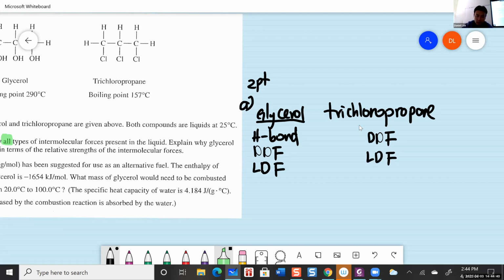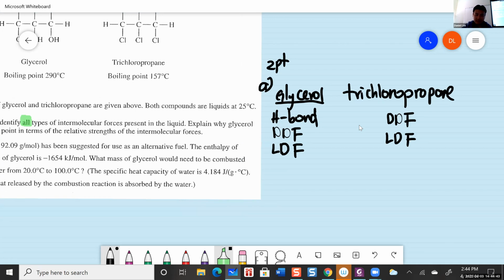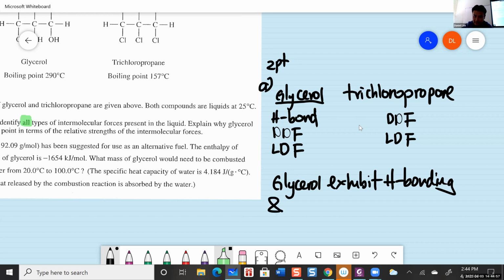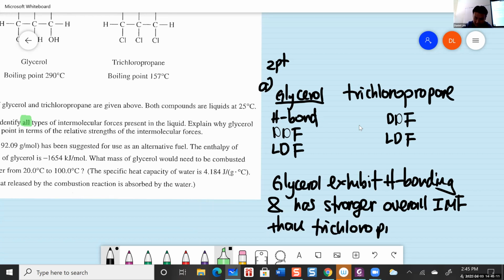And explain why. Well, you want to say that glycerol exhibits hydrogen bonding and the overall intermolecular force is greater. So this one exhibits hydrogen bonding and has stronger overall, again, don't abbreviate, intermolecular forces than trichloropropane. Okay, that is why it has stronger intermolecular force. Now, I gave you about 5 or 6 things to talk about whenever you talk about intermolecular force.